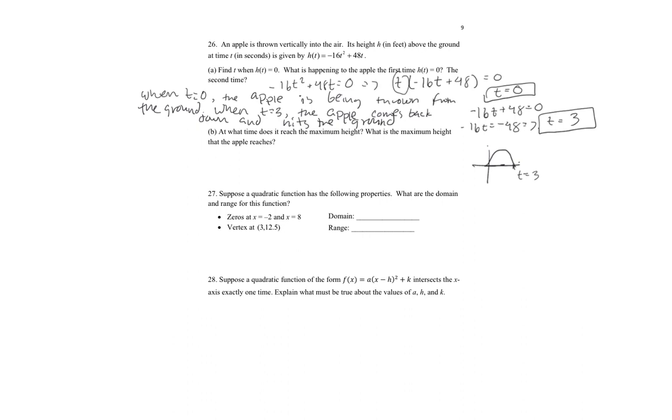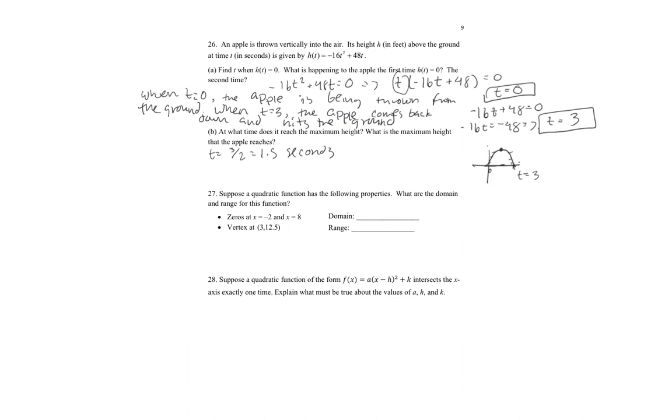Well, this is basically symmetrical, right? So we know that the maximum height is going to be reached at half the time between 0 and 3, right? So all we need to do is divide 3 by 2 to get its halfway point. And so that's going to be at t equals 3 over 2, or 1.5 seconds.